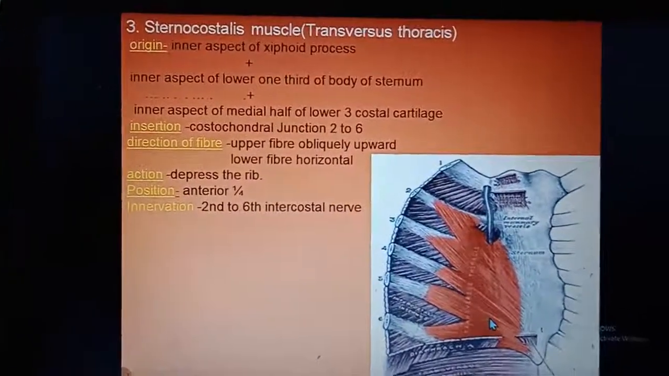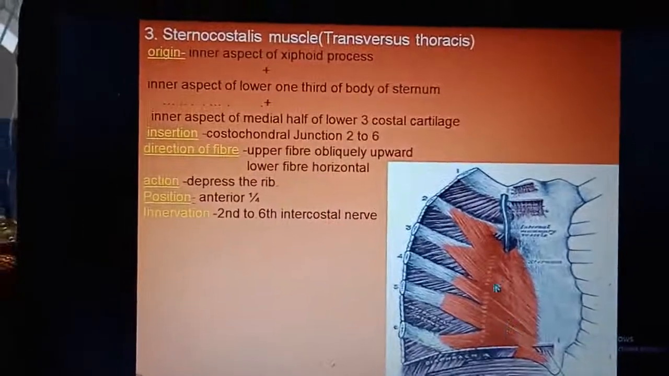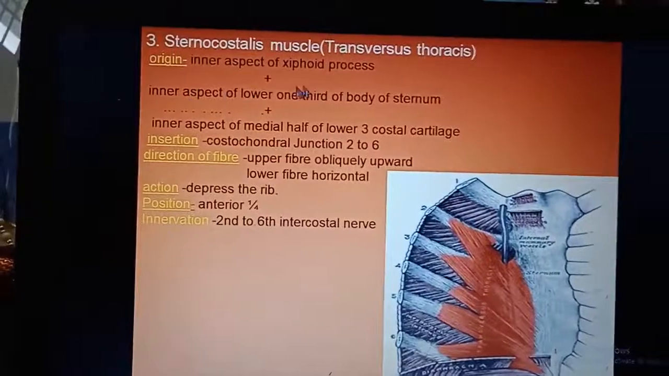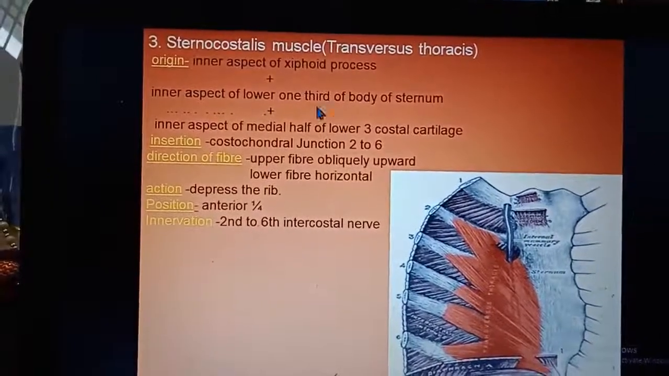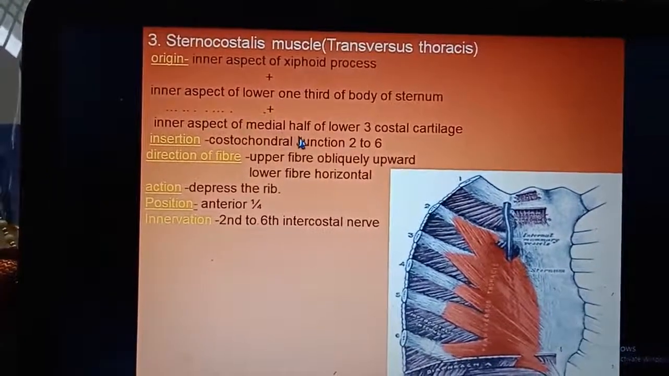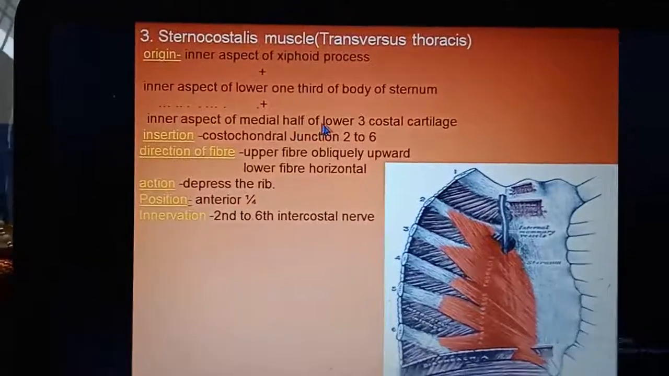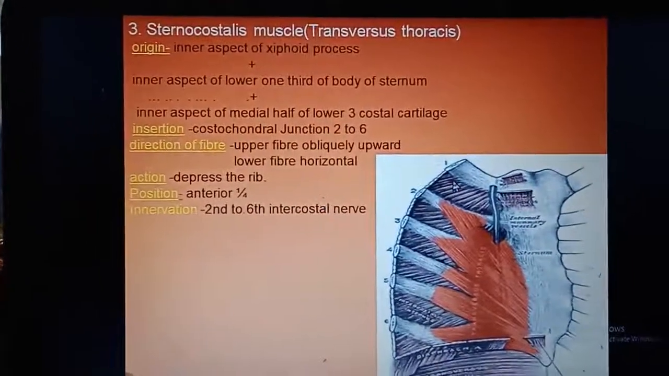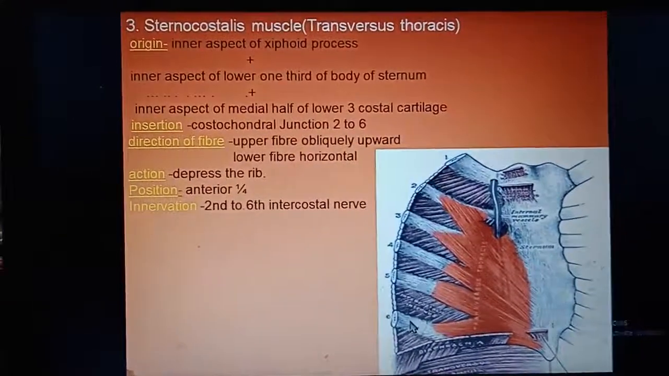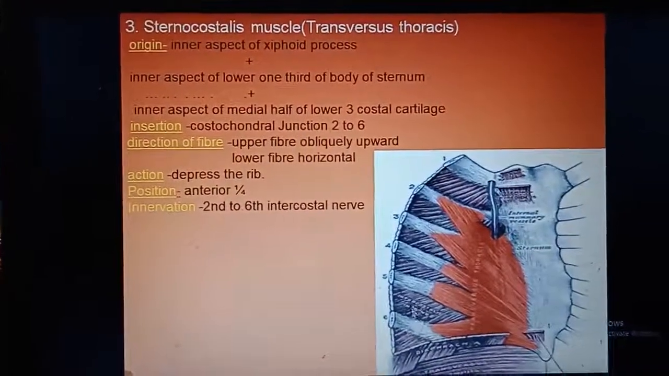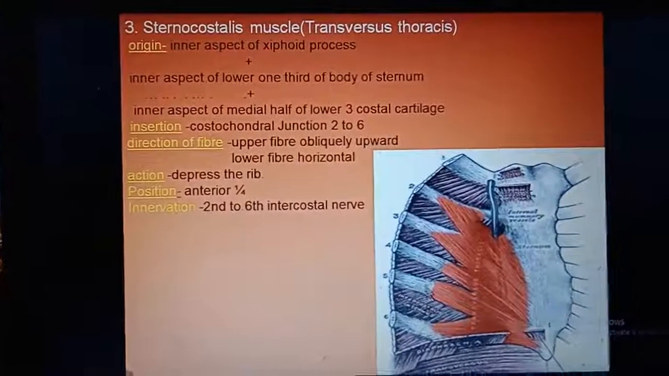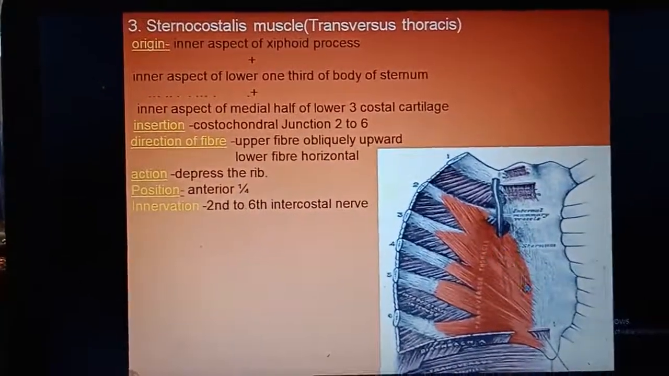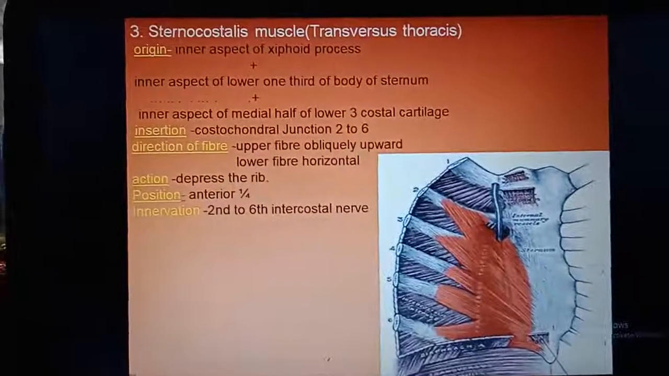Mostly, here you can see the inner aspect of the xiphoid process, the inner aspect of the lower one third of the body of the sternum, and the inner aspect of the medial half of the lower 3 costal cartilages, and insertion from 2nd to 6th costochondral junction. The upper fibers go obliquely upward, whereas the lower fibers are almost horizontal.